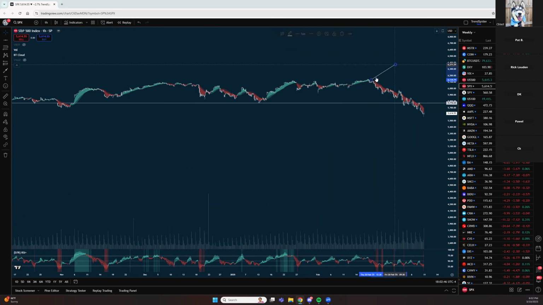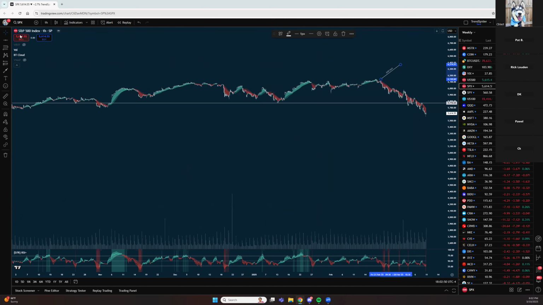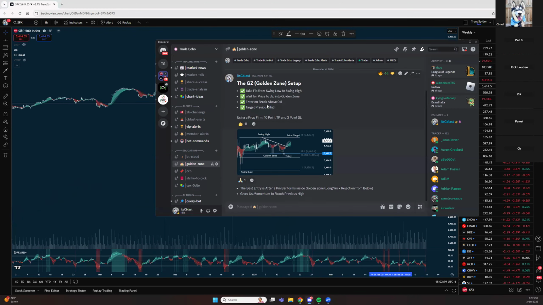So if we miss this BT cloud entry on the flip, which happened a while ago, we can use the golden zone to take an entry after that, which I'll bring up here. This is how we have the golden zone laid out if we're trading to the upside. We take an impulse from the swing low to the swing high. We look for a pullback into this golden zone, the 0.5 to 0.618. When price breaks back above 0.5, we target the previous high above. So this would be upside.